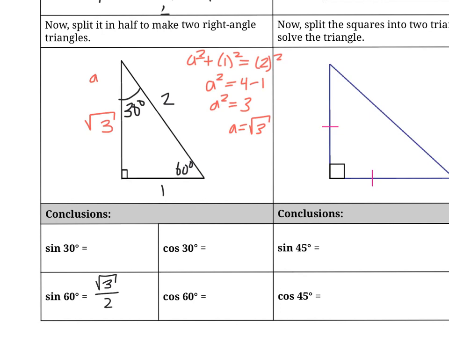What about the cos of 60? The cos of 60 would be adjacent over hypotenuse. So it would just be 1 over 2. So I'm going to add that in, 1 over 2.